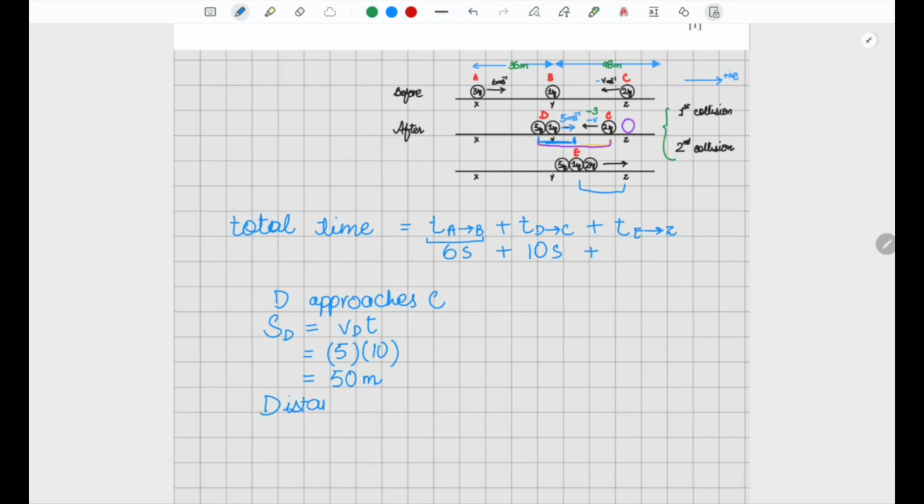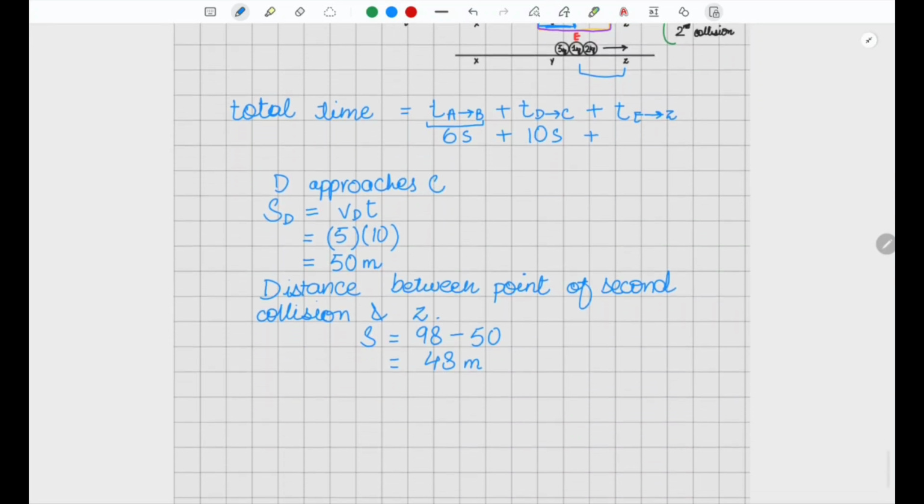The distance between the point of the second collision and Z would be 98 total minus 50 meters, so we are left with 48 meters that needs to be covered by the particle E. We need to find the time, so again apply S equals VT for E. So 48 meters it has covered with the velocity of E.